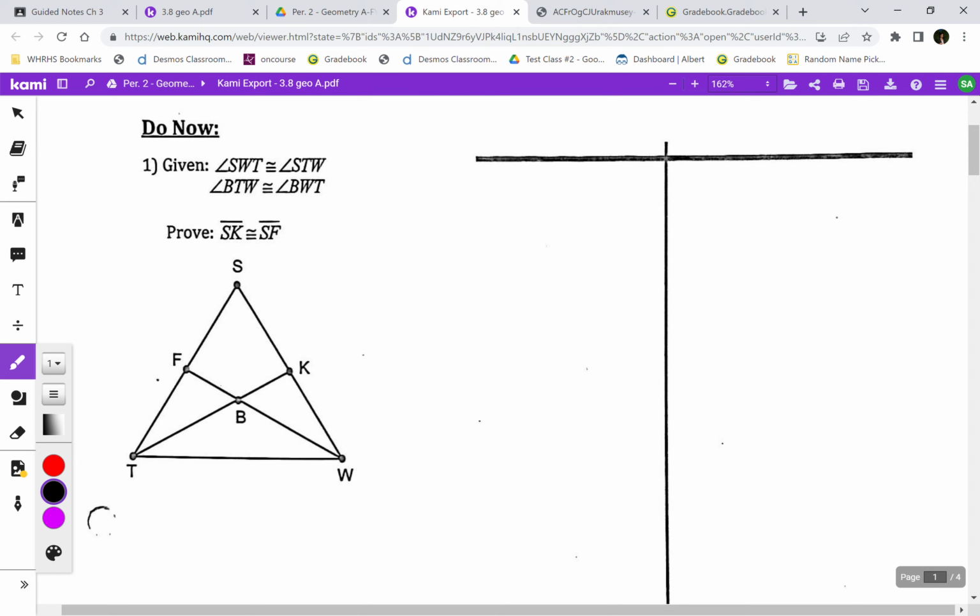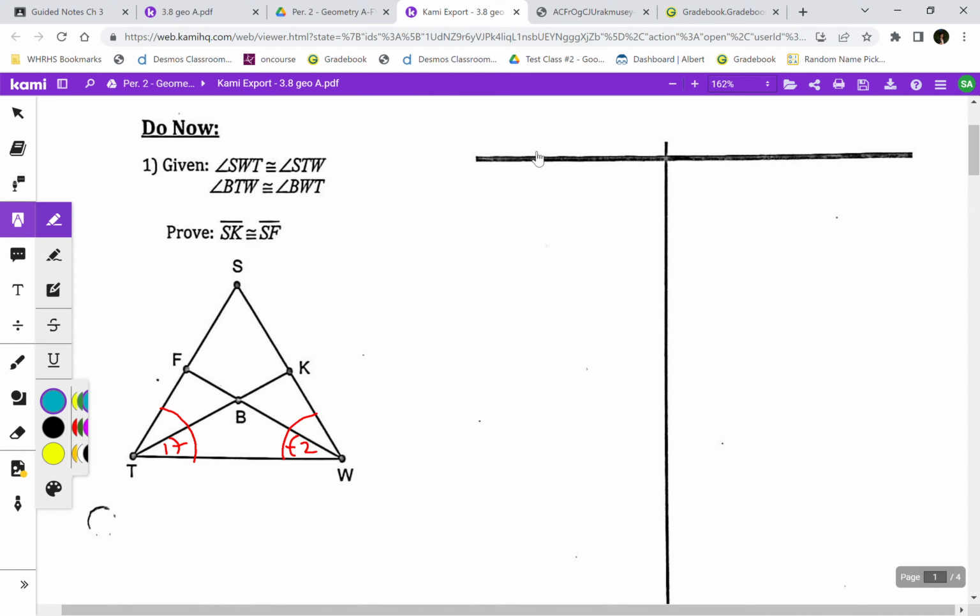All right. So we have angle SWT, that's this big angle, congruent to angle STW, this big angle. Then we have angle BTW, this is angle 1 right here, congruent to angle BWT, which is angle 2 right here. And we want to prove that SK, highlight it, we want to prove that SK is congruent to SF.